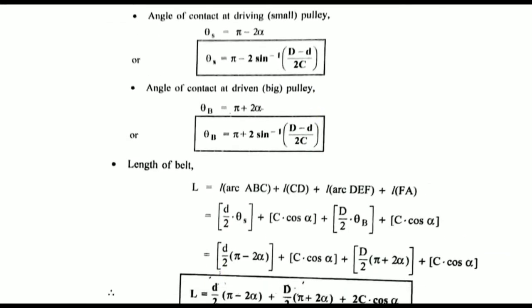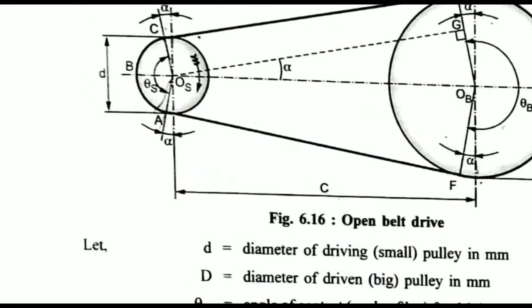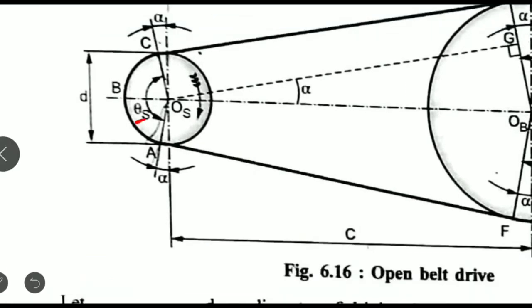For the smaller pulley, the relation is theta s equal to pi minus 2 alpha. How does this come? You can see here, smaller pulley, this will be theta s. Now you can see the arc of contact with respect to this pulley is this much. Clear? How much angle? That angle is 180. Carefully listen, that angle is 180, which means pi, and alpha is the angle through which the belt is going to release.